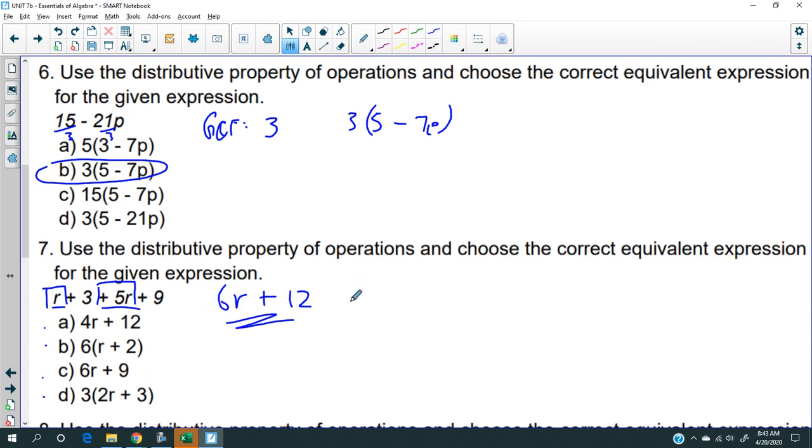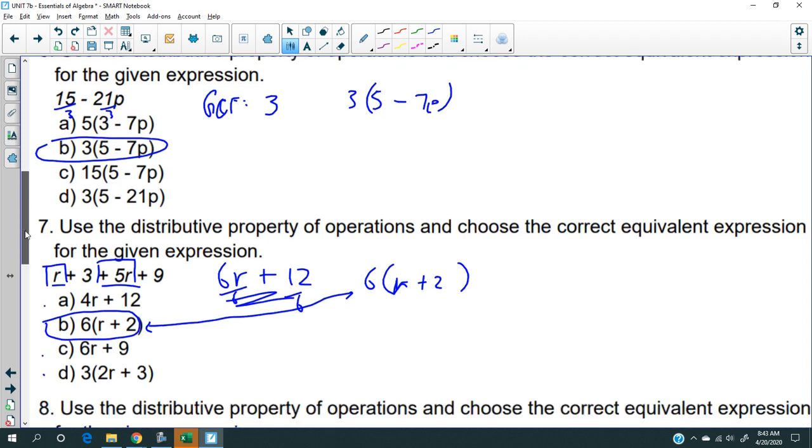And if you want to, you could have factored this using the GCF, right? So that would be 6 times R plus 2, because 6 times R is 6R. So if you divide this by 6, 6R divided by 6 is 1R, plus 12 divided by 6 is 2. So which one of these matches this guy? Yep, that's it. Choice B.